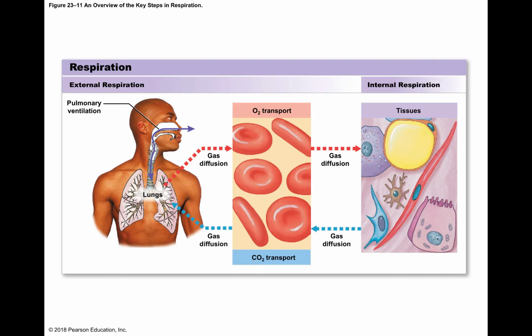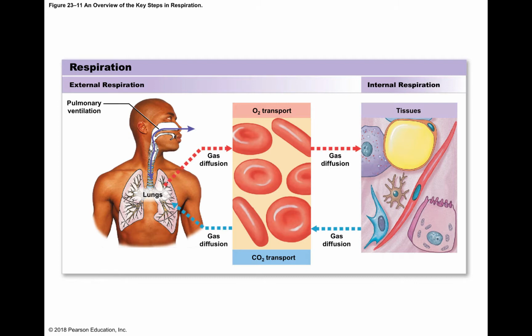So respiration, we can divide into either external respiration or internal respiration. And external respiration is three different processes. It's bringing the air in and out of the lungs. That's called pulmonary ventilation. So just breathing the air in, breathing the air out, that's called pulmonary ventilation. And we have to talk about, well, how does that happen? How does air come in and out?